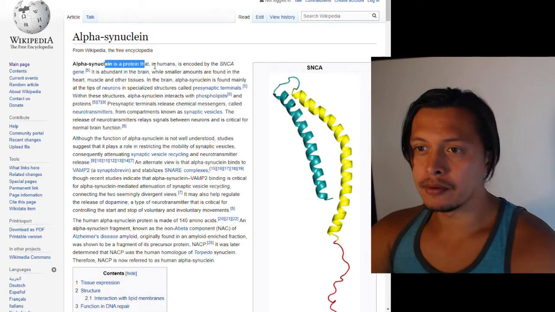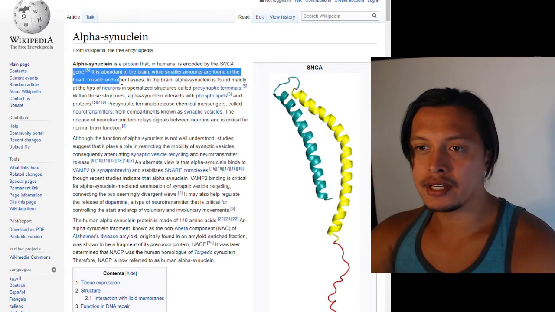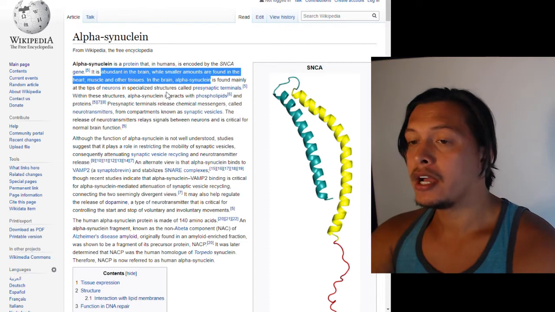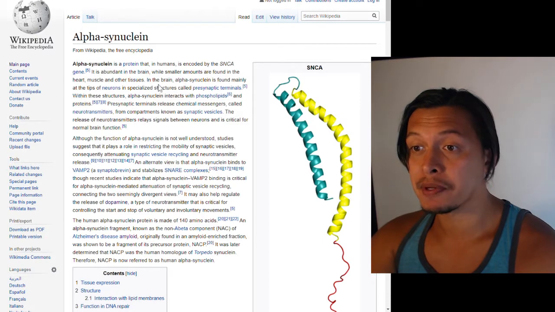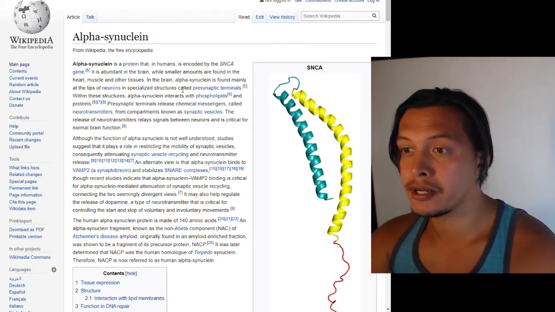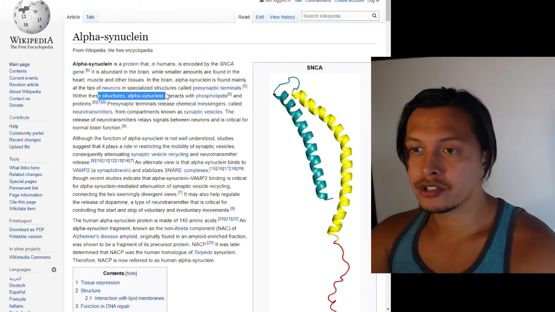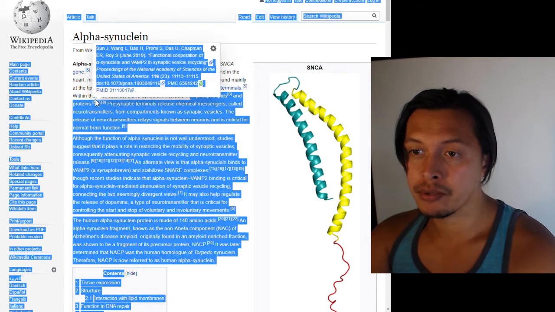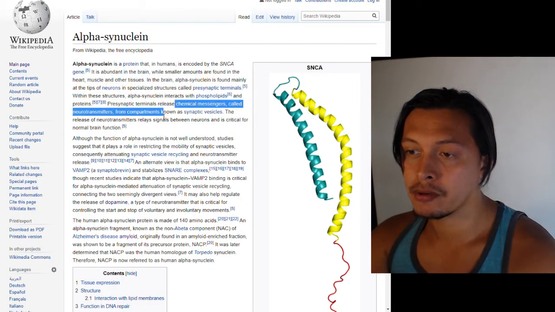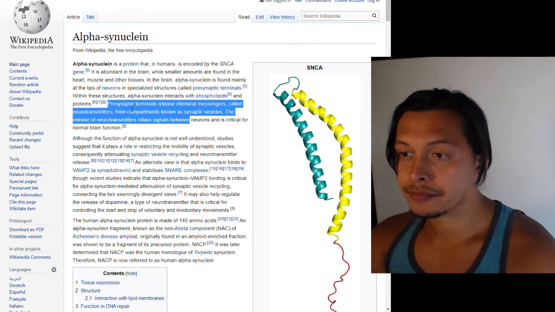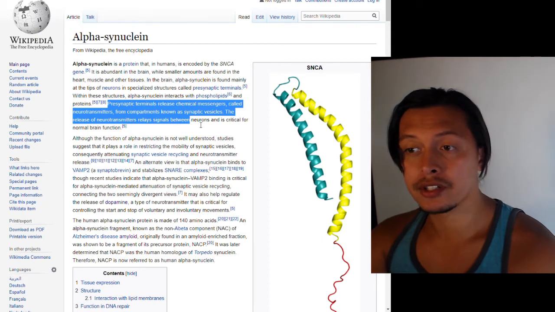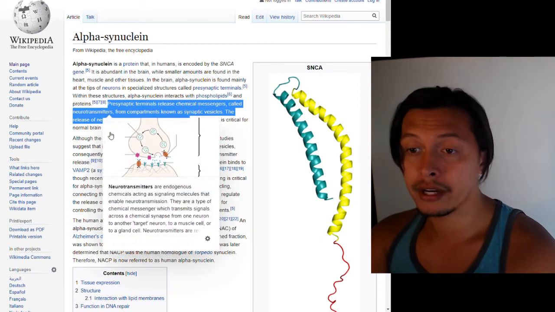Yeah, so alpha-synuclein. This is a protein that is encoded by the SNCA gene, and it's abundant in the brain, while smaller amounts are found in the heart muscle and other tissues. And in the brain, alpha-synuclein is found mainly at the tips of neurons in specialized structures called presynaptic terminals. Within these structures, alpha-synuclein interacts with phospholipids and proteins, and presynaptic terminals release chemical messengers called neurotransmitters from compartments known as synaptic vesicles. The release of neurotransmitters relays signals between neurons and is critical for normal brain function.